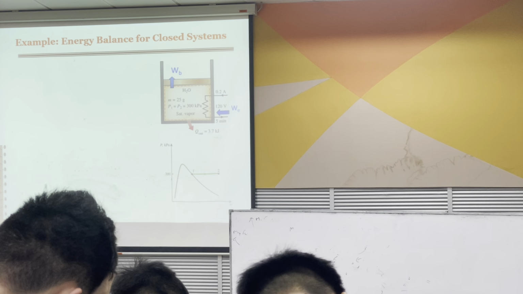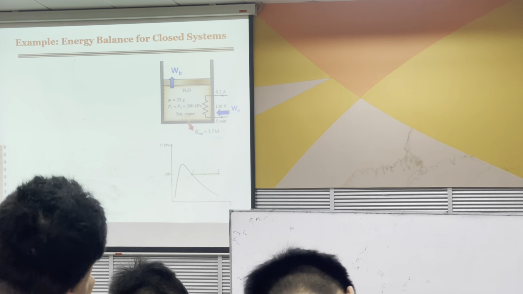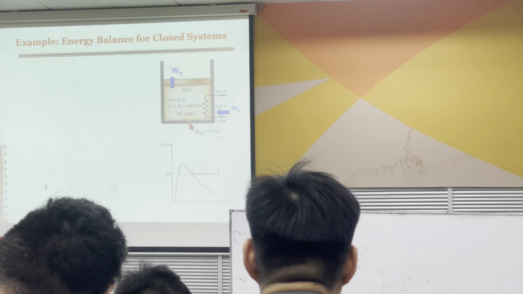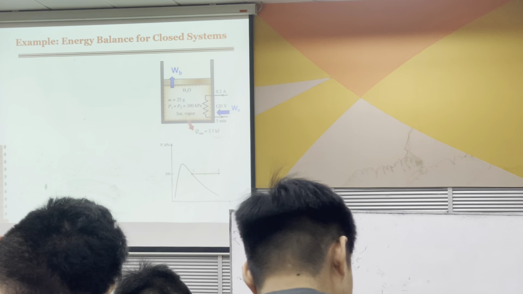You can see here that what you have is electric work in, you have Q out, you have a boundary work. Usually it is very easy to miss boundary work, because you will not be told about the boundary work in the question itself. So you have to see whether there is an expansion or compression happening in the question. Okay, so this is also a very typical closed system question.